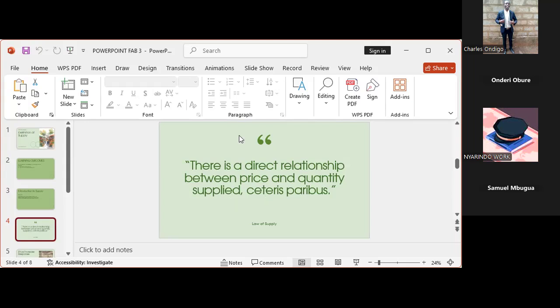So in the next activity, I will be putting you into the breakout rooms. In the breakout rooms, I want each group to come up with two or three factors that affect supply. So let me put you into the breakout rooms so that you may discuss that in a minute.